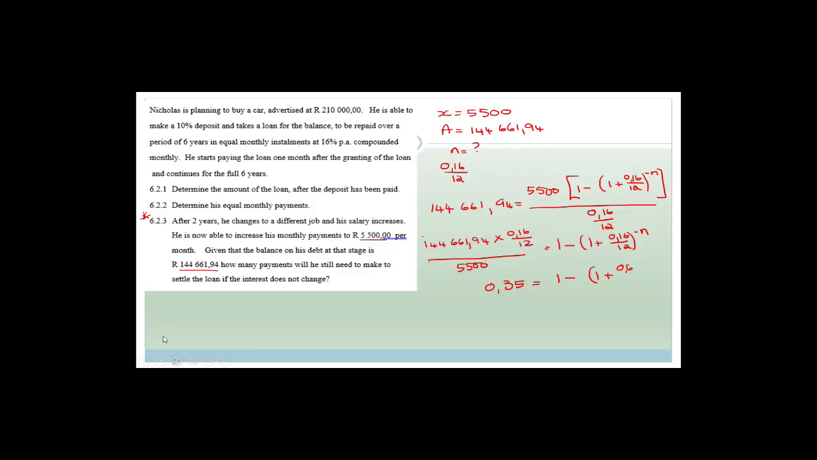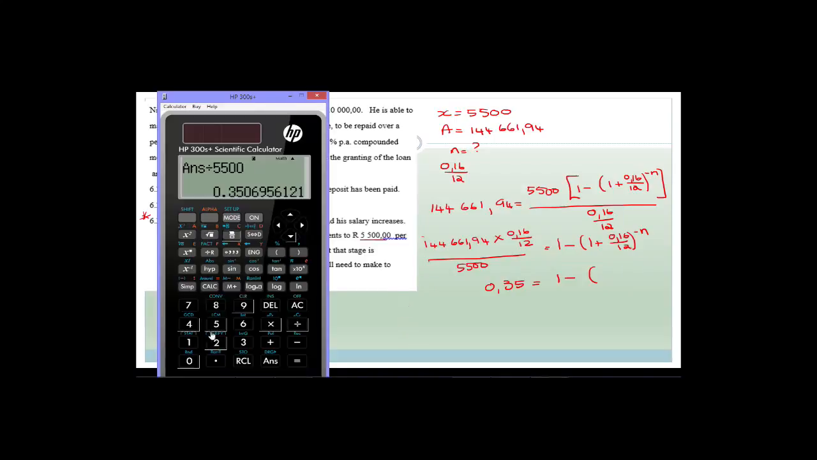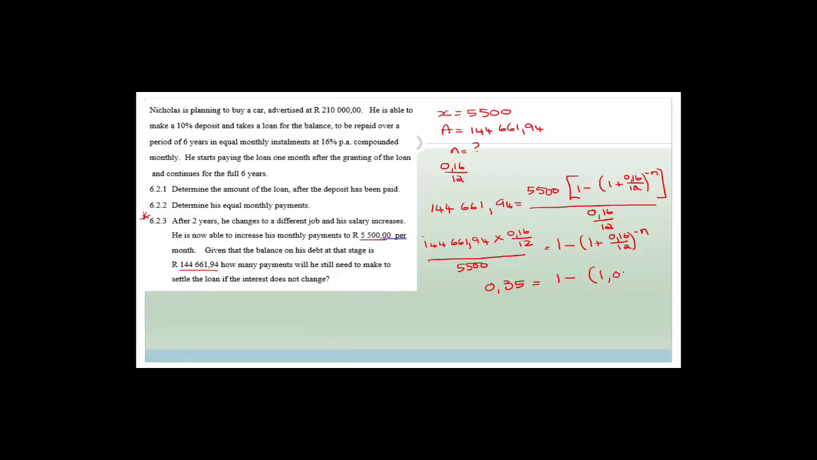Okay, let's just work out what that is in the brackets, shall we? So this becomes 1 plus the fraction 0.16 over 12, equals 1.01. Okay, so this is 1.01 all to the power of negative n. It makes life a little bit easier.